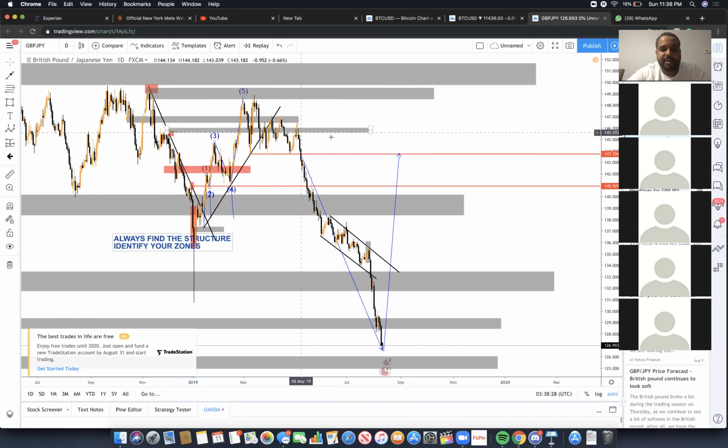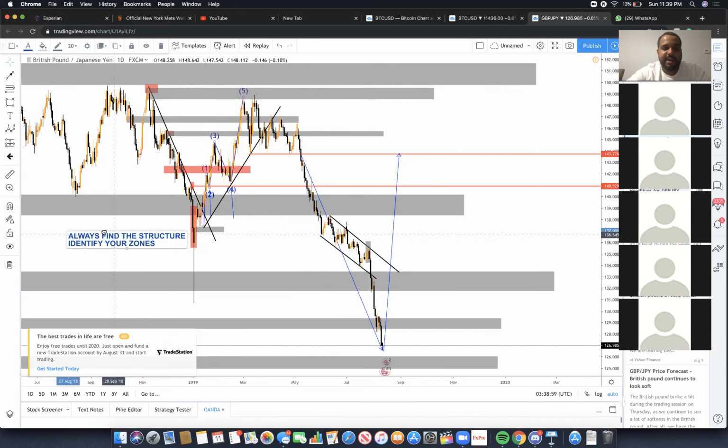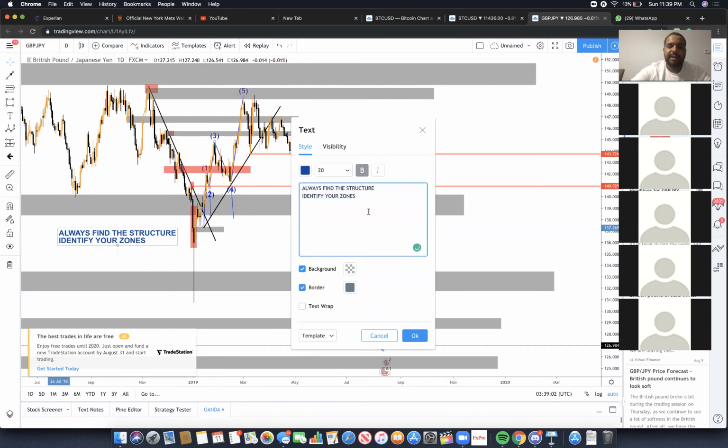So notice, these were my touches here. These were the touches of the previous trend. And notice how the first touch was the end of the fifth wave. And the second touch was where the market retraced to above, retested, and then dropped all the way. So always find structure, identify your zones, and then search for confluence.